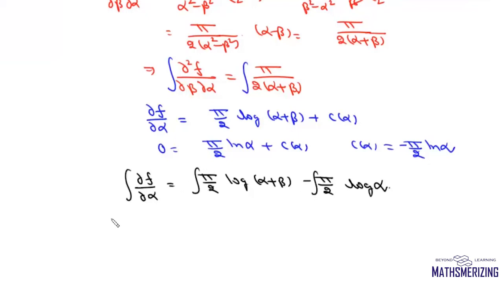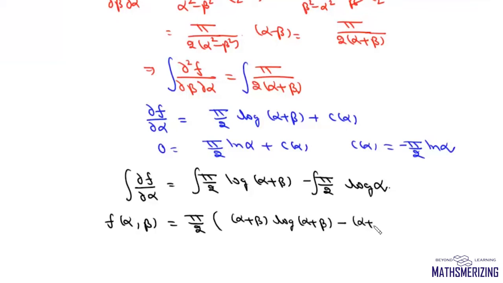So we can write f(α,β) will be π/2 times this integral, which will be (α+β) log(α+β) - (α+β), and then this second integral which is -π/2 [α log α - α] and plus C as some function of β. Now here π/2 α will cancel.